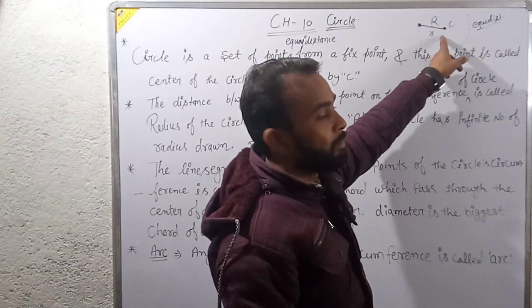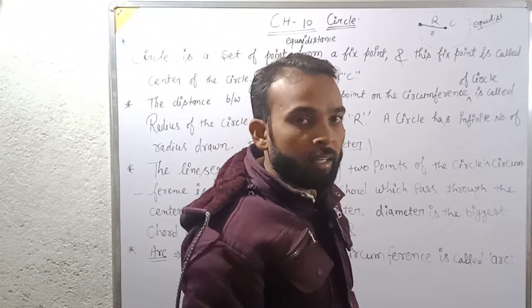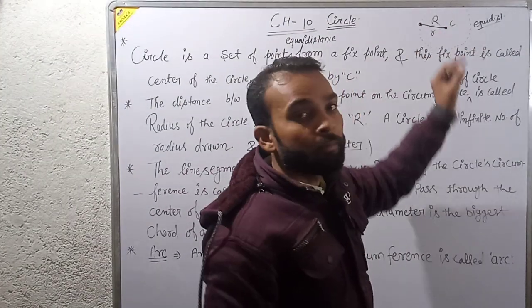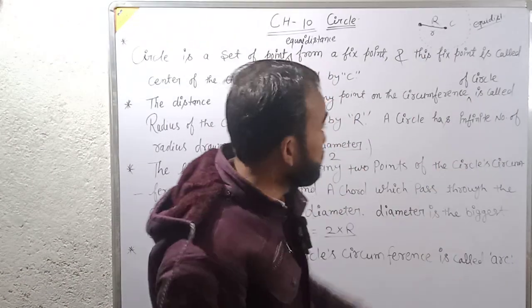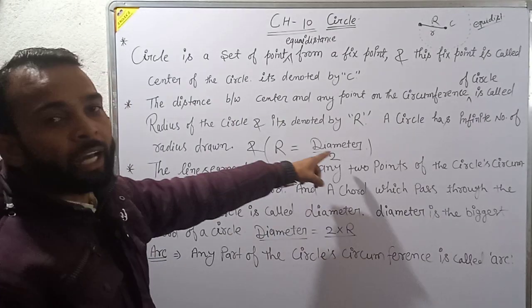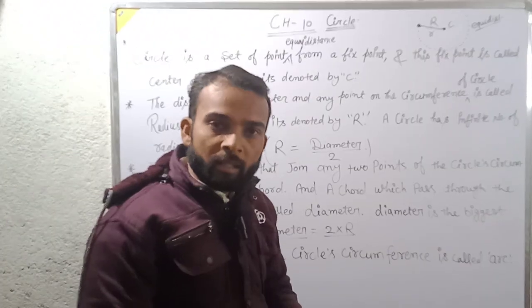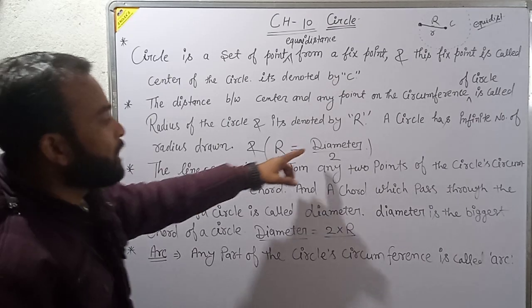In a circle, an infinite number of radii can be drawn, because a circle is formed with the help of an infinite number of points. Radius is equal to diameter by 2. That means radius is half of the diameter. Clear?